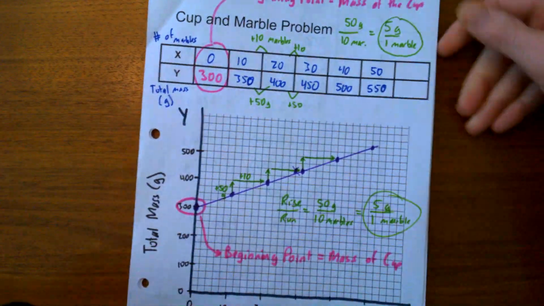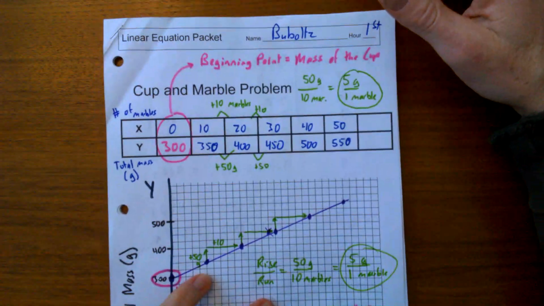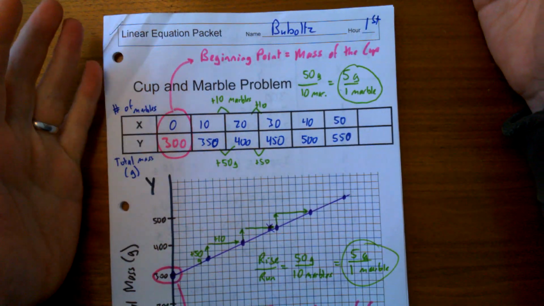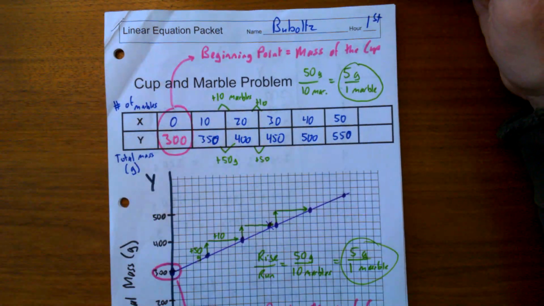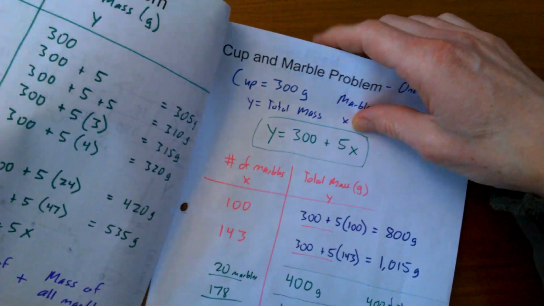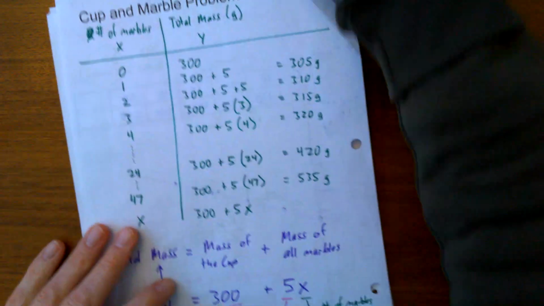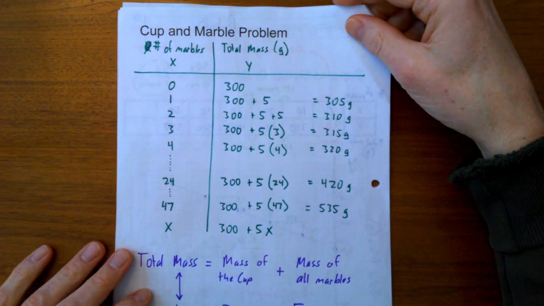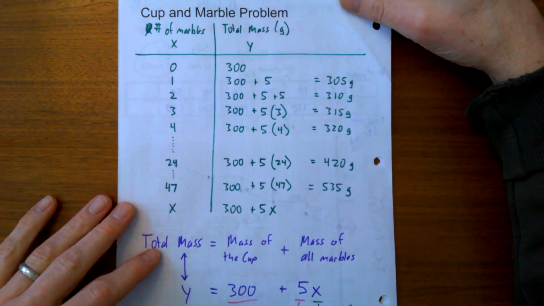But before I have you start on page 5, let's just go back and review a little bit about what these linear equations look like for modeling these situations where there's a constant rate of change. Let's look actually at page 2 for a second. If you look at page 2 of your packet, it goes back to the cup and the marble problem.